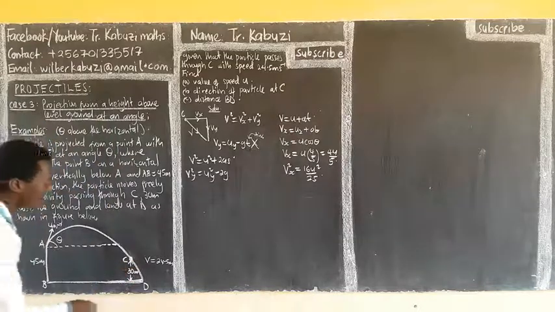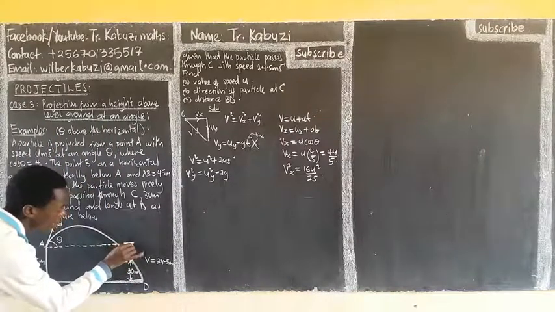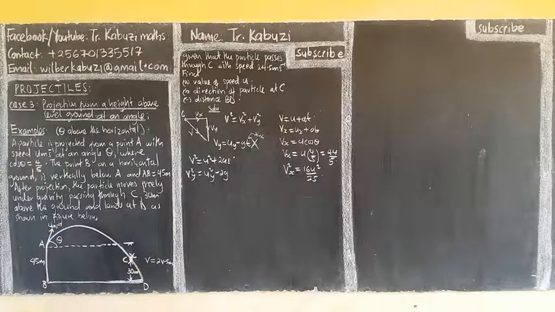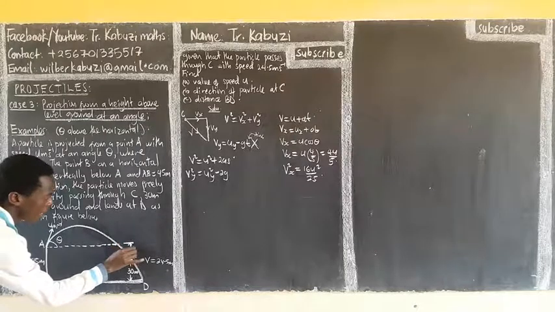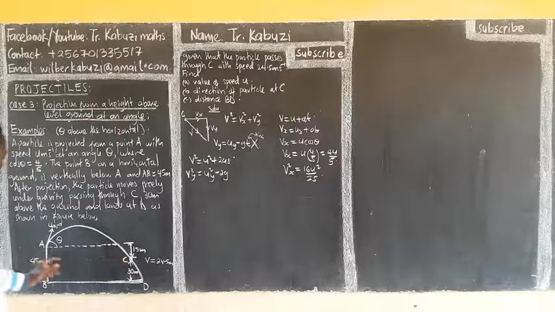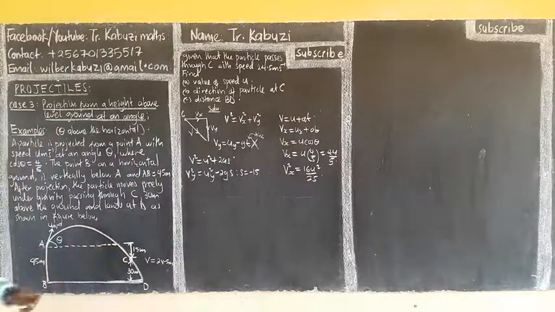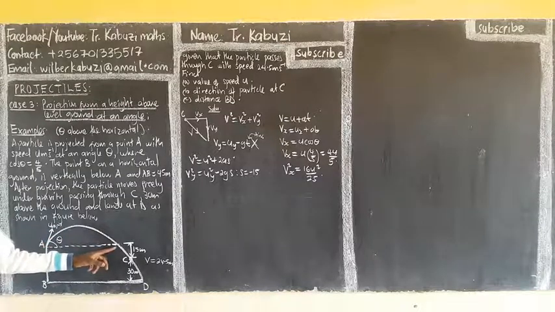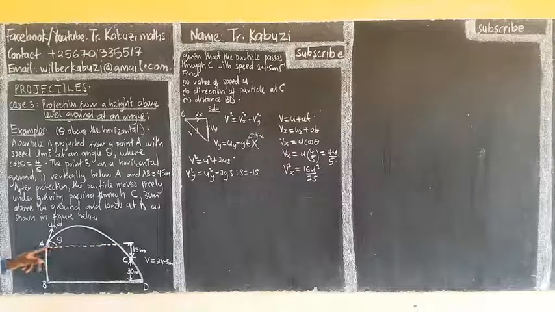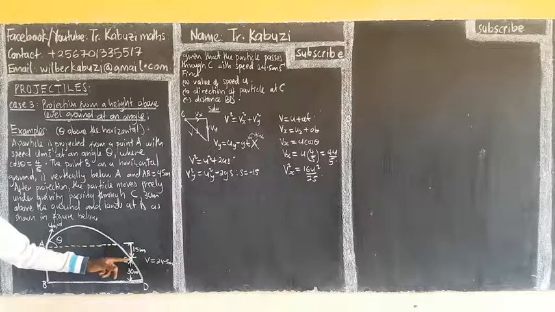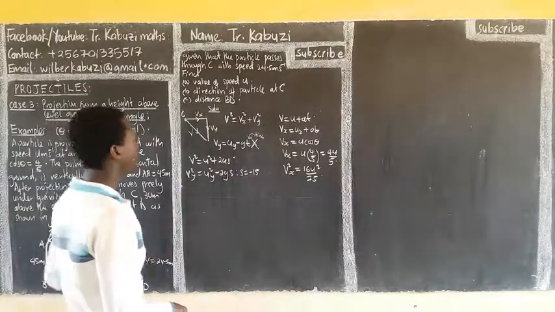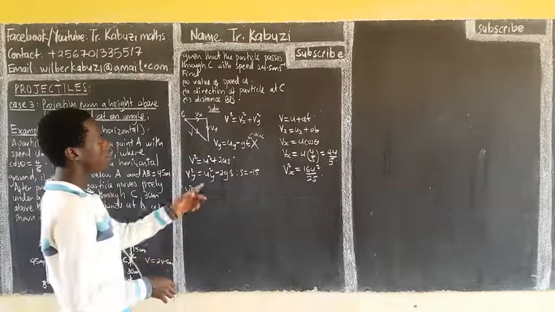Now s, at this time, is our displacement. From this point, what is the distance covered? If from here up to here is 45, and from here up to here is 30, then the particle has just covered 15 meters. But it's below the initial point of projection, so we take it as negative. Our s is going to be negative 15, because it's below the point of projection. From here up to here, the displacement is 0, because it's going up and coming back to the same ground level. But below here, it won't be 0; it's negative 15.